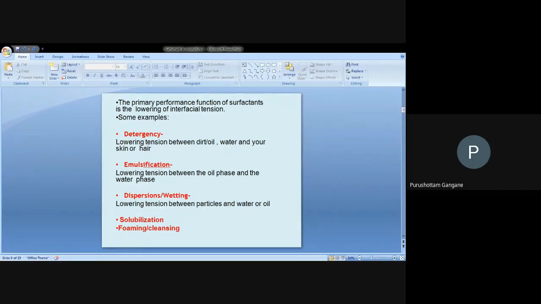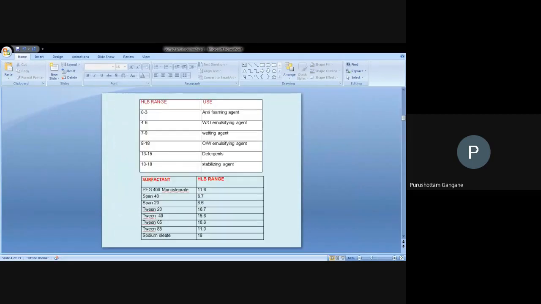Foaming agents are also there. These foaming agents are required in shaving creams and shaving foams, which produce a stable foam for a prolonged time. The foam does not dissipate immediately, and that foam is produced because of the surfactant only. So surfactants have a variety of uses in cosmetics.